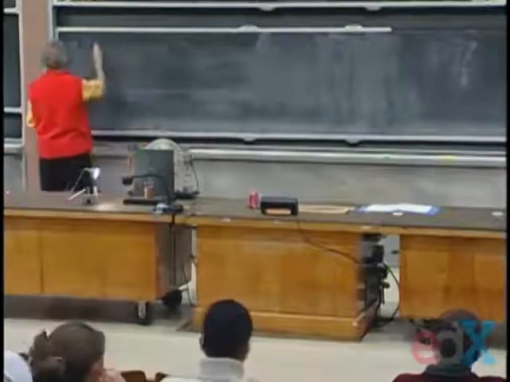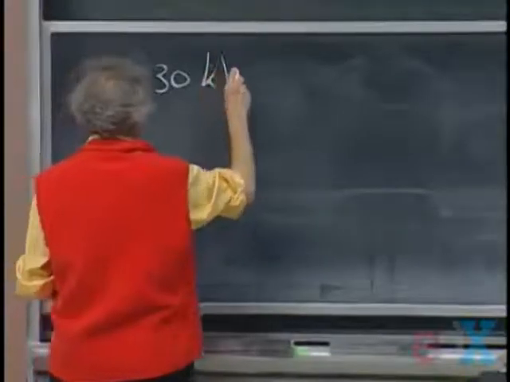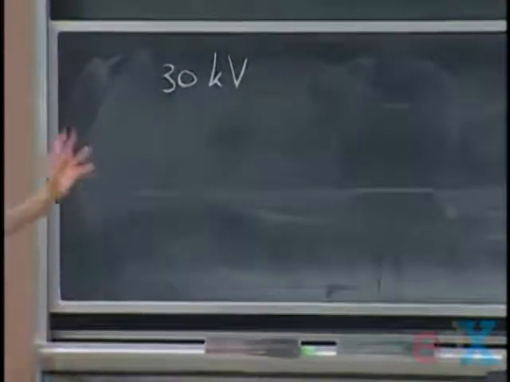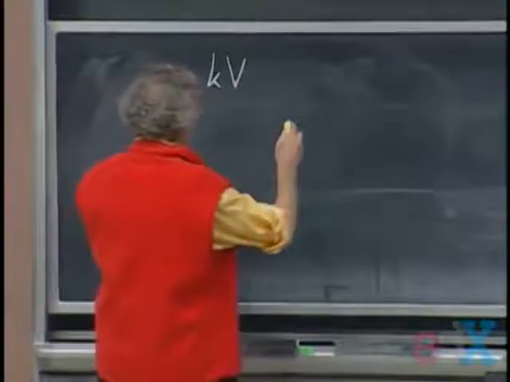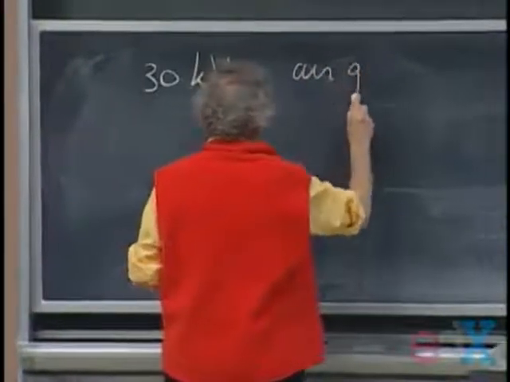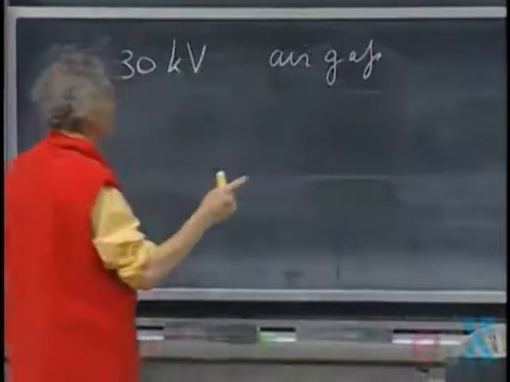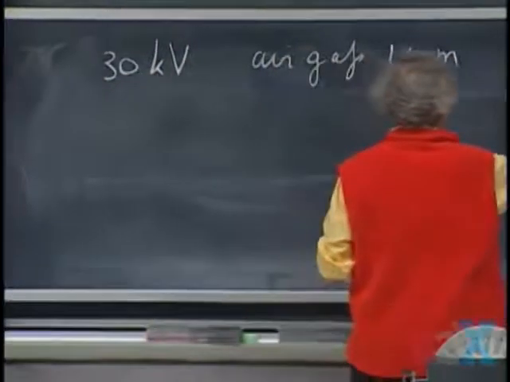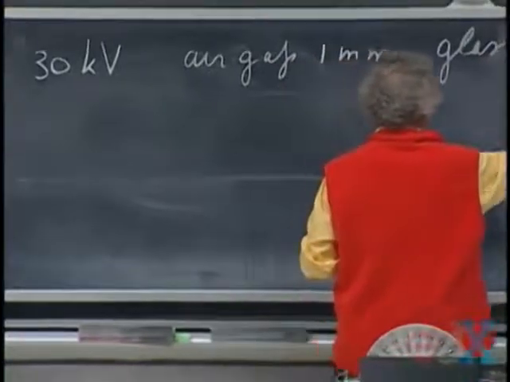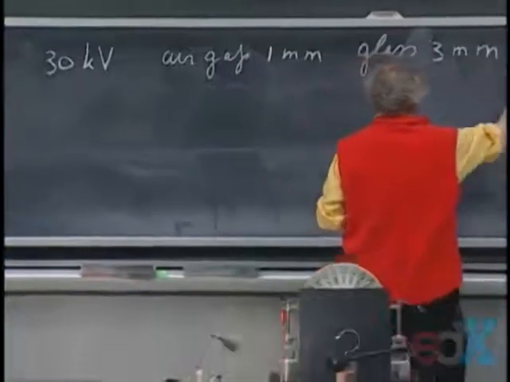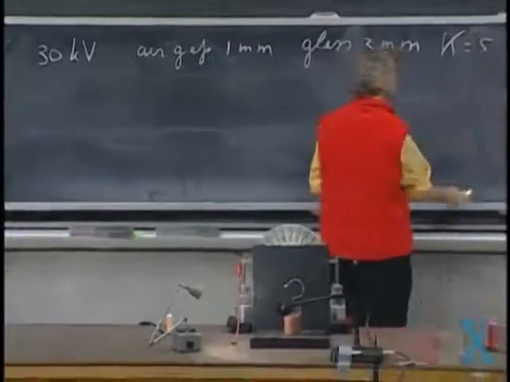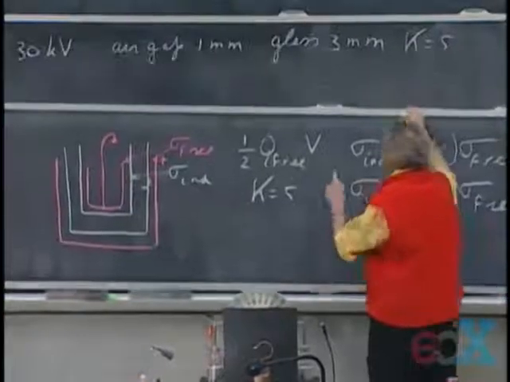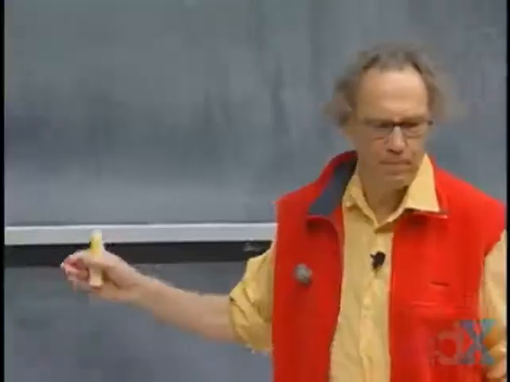I will assume that the Wimshurst produces about 30 kilovolts. I know that it's approximately right, but it may be 25. It may be 35. I will assume that the air gap between the outer conductor and the glass is 1 millimeter, that both are 1 millimeter. And I will assume that the glass thickness is 3 millimeters, and I take kappa equals 5 for the glass. So that is the basis of my calculations.